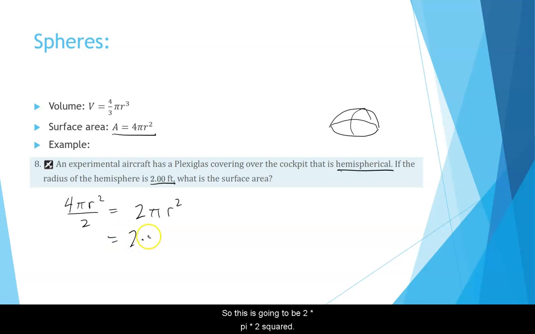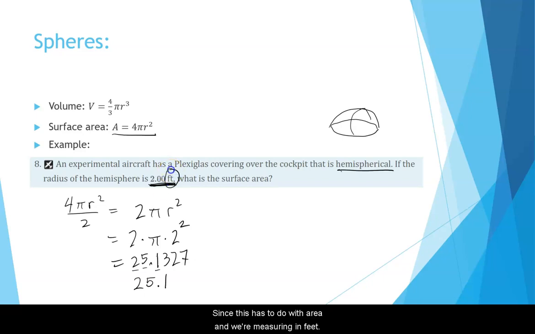So this is going to be 2 times pi times 2 squared, which works out to be 25.1327. Significant figures: I see that we're working with 3 significant figures, so the 2, 5, and 1 are all significant. Our answer is 25.1, and then what's the unit? Since this has to do with area, and we're measuring in feet, area is always going to be units squared. So this is 25.1 square feet.